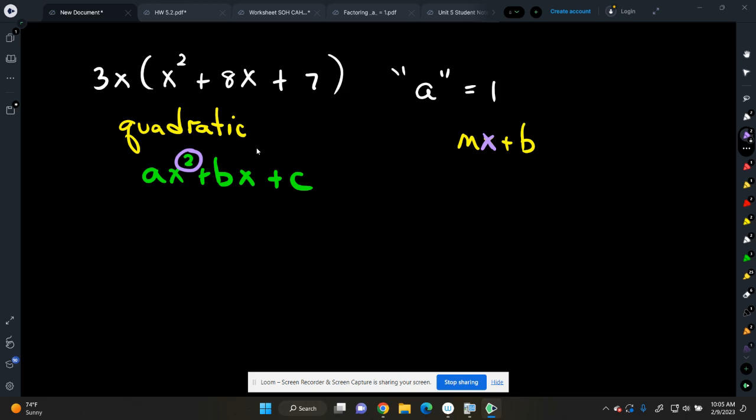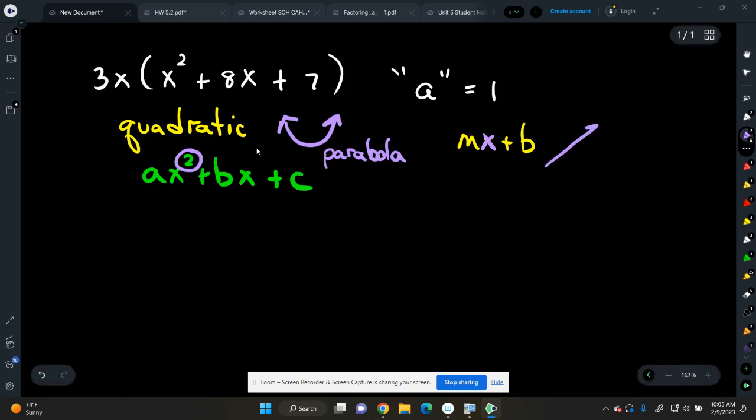When we graph a quadratic, it looks like a parabola. We will learn how to graph them a little bit later. When we graph a linear function, it looks like a line. Okay? But the big difference is that x is squared. That's how we know it's quadratic, right? So when I said that a is equal to 1, I'm referring to the number in front of the x squared. So here, the number in front of it is a 1.